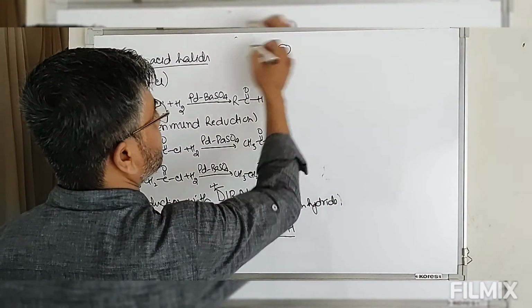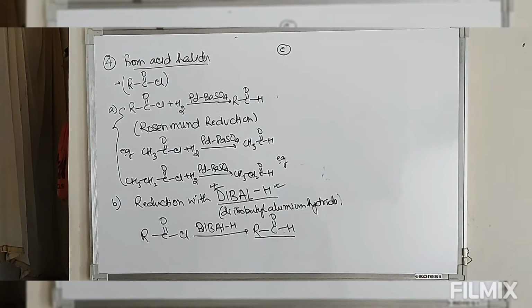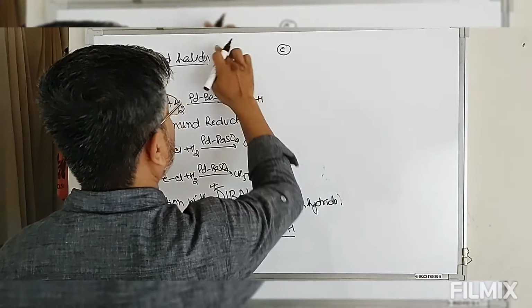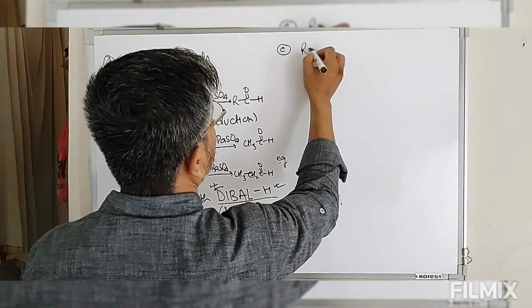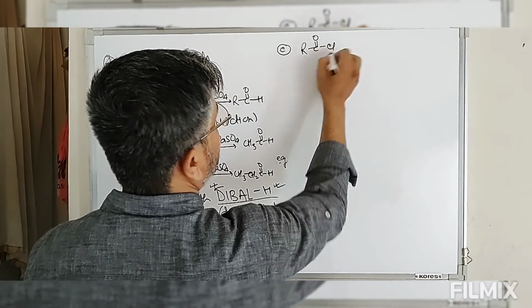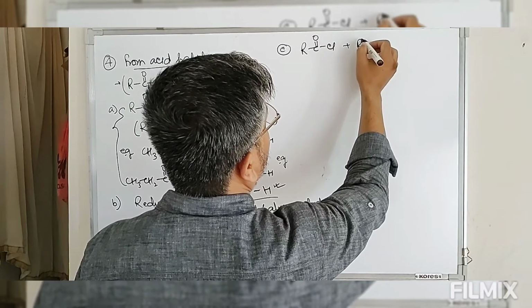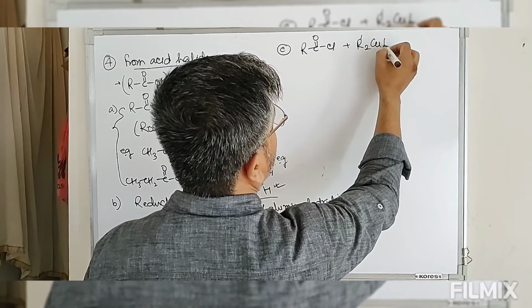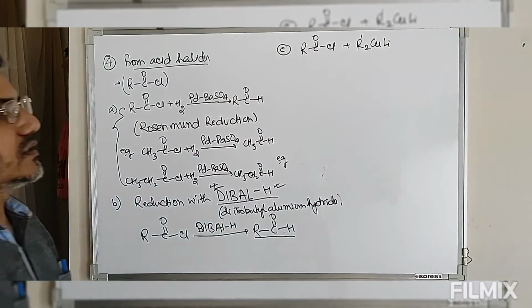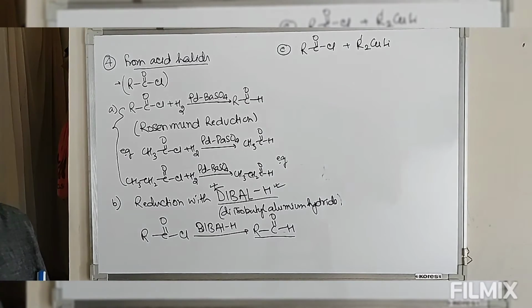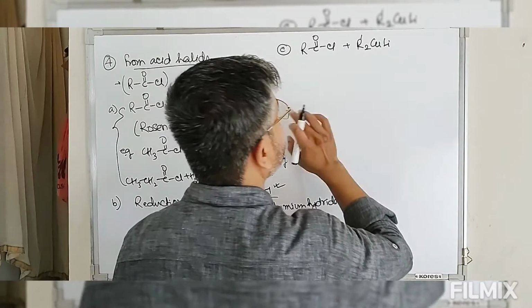Number 12. Now reaction with other groups. Suppose we start with this RC double bond O Cl, and this is made to react with R prime 2 CuLi, dialkyl lithium cuprate. This is an organometallic compound.